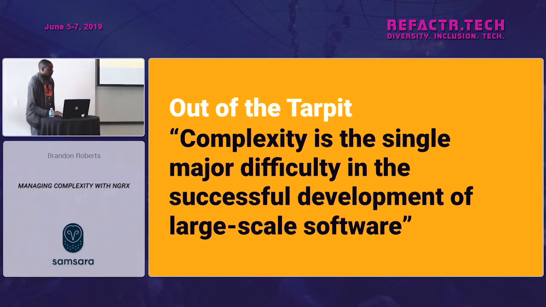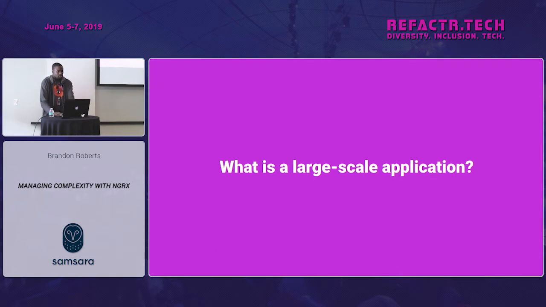So this talk is focused on a paper from Ben Mosley and Peter Marks, and it talks about complexity, and complexity being the single major difficulty in the successful development of large-scale software. So before we talk about this complexity, I want to clarify what we mean when we talk about a large-scale application.